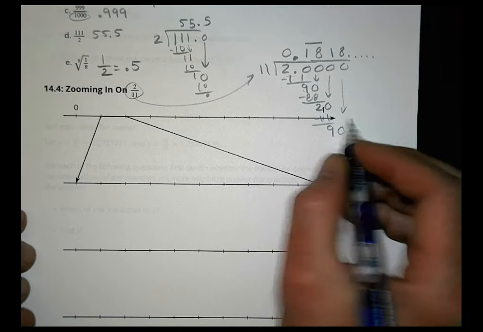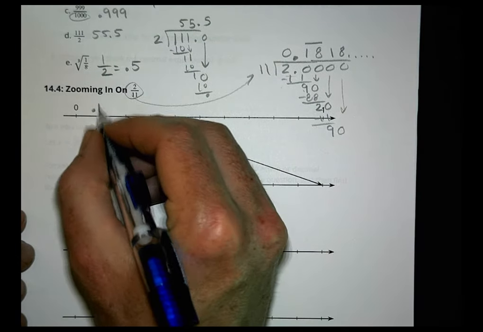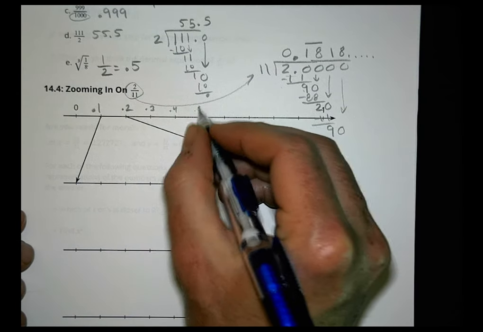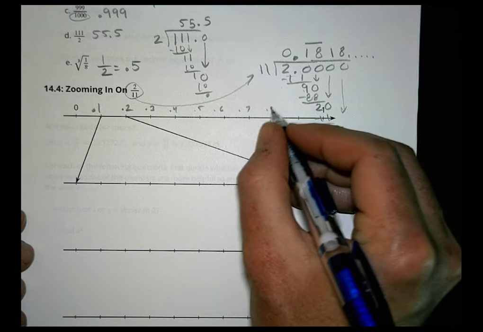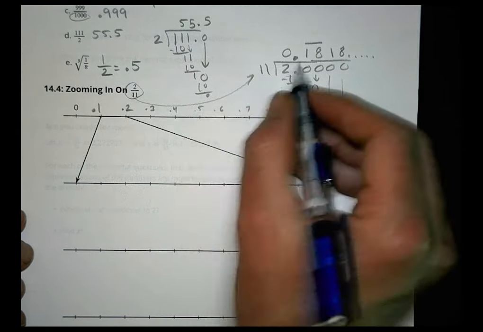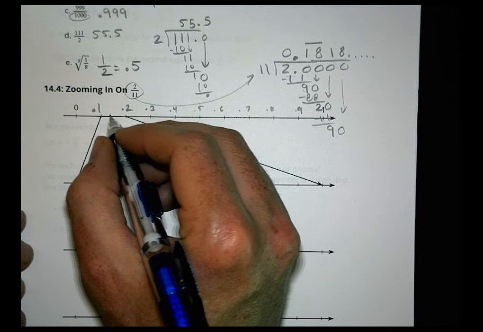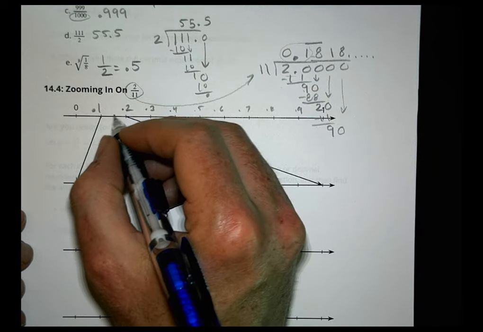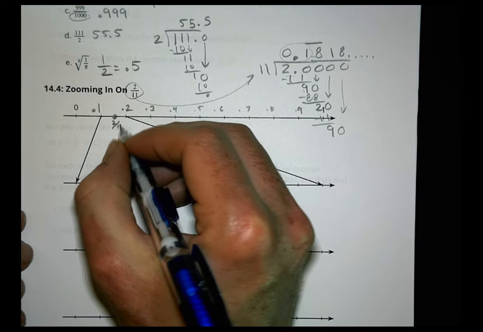So on this line here, we can write 0.1, 0.2, 0.3, 0.4, 0.5, 0.6, 0.7, 0.8, and 0.9, and recognize that 2/11ths is going to be between 0.1 and 0.2. Okay, we know it's at least about 0.1 and a little bit more. So 2/11ths is going to go right about there.